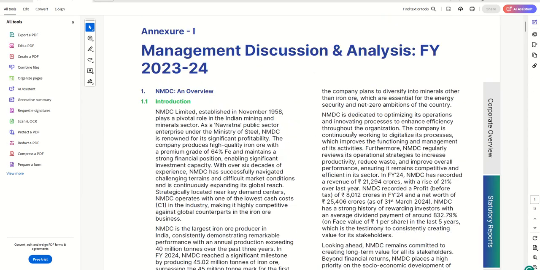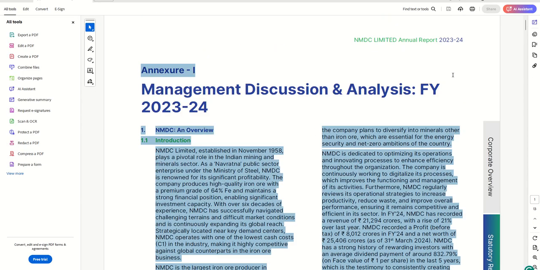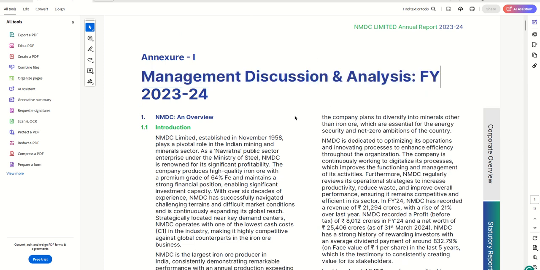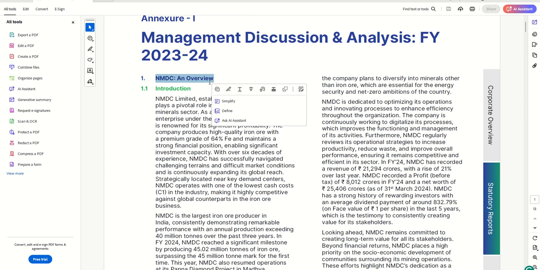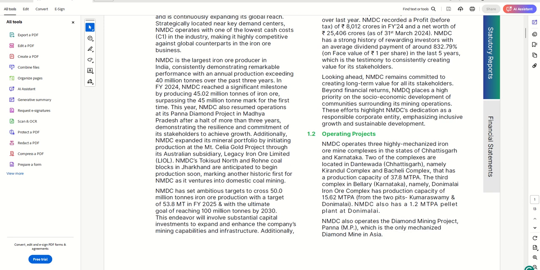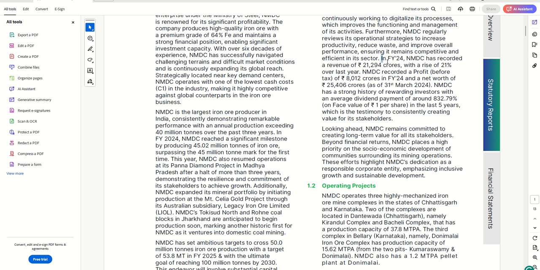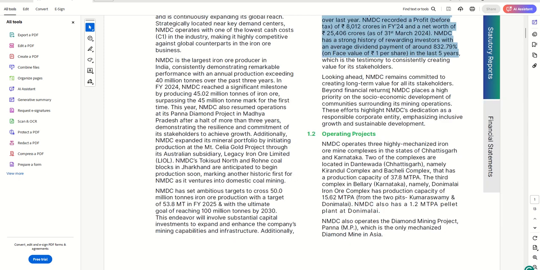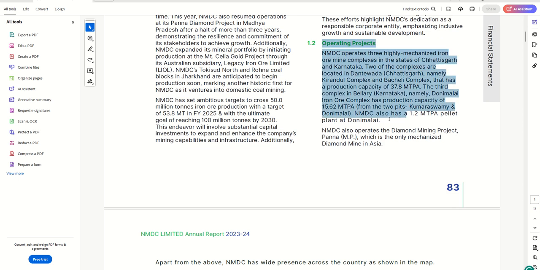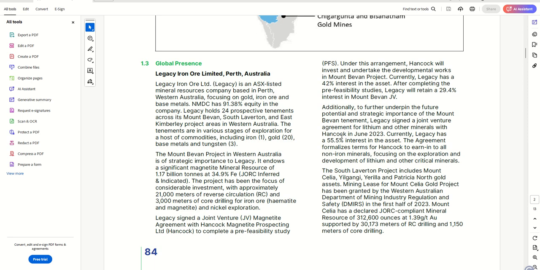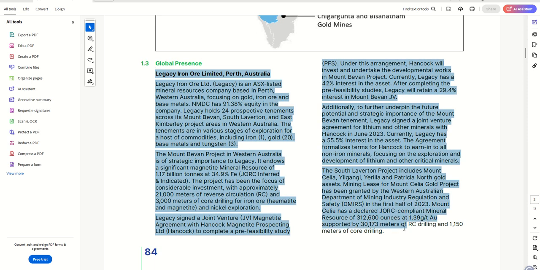This is the management discussion section of the NMDC company pulled out from the annual report. Only those 10 or 12 pages I have pulled out. So as I told you, first they give a company overview. They talk about the company. Then they talk about the recent financial performance, what the performance was in the last 1 or 2 years. Then what are the current projects? There are Indian locations, and of course they are also globally located. So they talk about what different countries they are operating in.